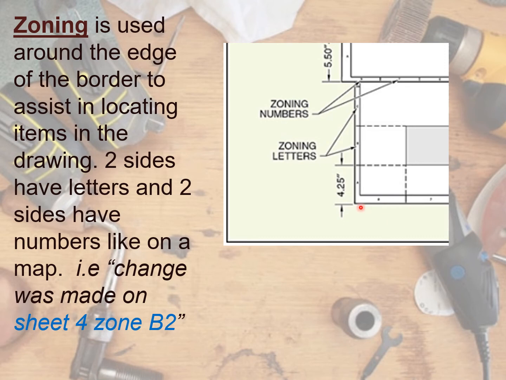So here, this is just a closer example. Zoning is used around the edge of the border to assist in locating items in the drawing. 2 sides have letters and 2 sides have numbers.